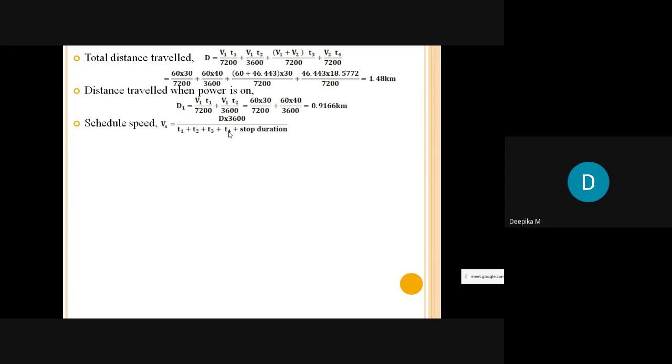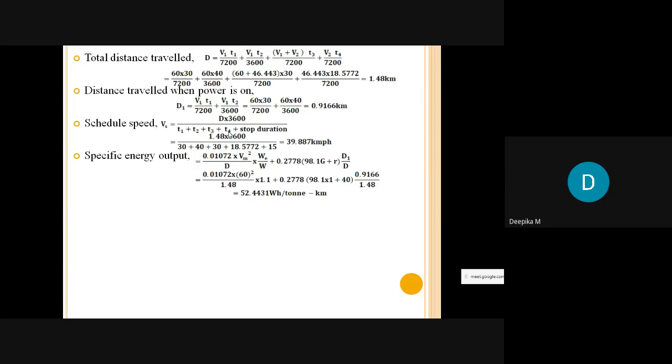Schedule speed is nothing but what? Vs is D by 3000, D into 3600 divided by T1 plus T2 plus T3 plus T4 plus stop duration. Hence, it is 39.887 km per hour. Specific energy output, again we have this formula. So substitute all the values, which gives 52.4431 watt-hour per ton kilometer. Specific energy consumption, again we divide the specific energy output by efficiency, which is 69.9241 watt-hour per ton kilometer.